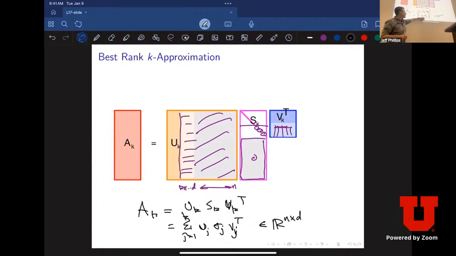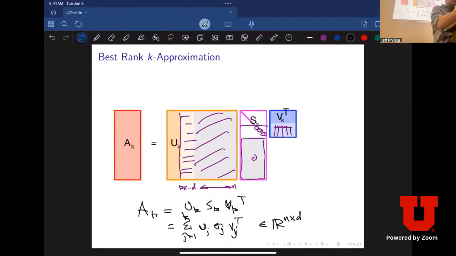And I claim this is another way of writing it, where I'm summing over the first left singular vector times the singular value times the right singular vector transpose. Okay, how do I get back an n by d matrix using terms that look like this? I have to add things up. So that means each of these terms needs to be n by d. Well, I've multiplied a vector, a scalar, and a vector.